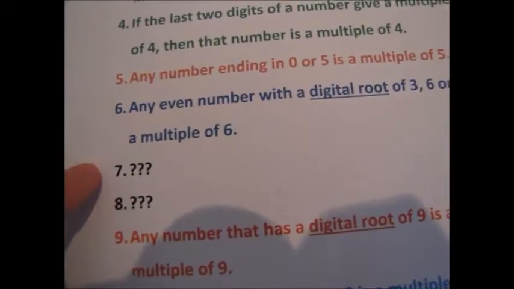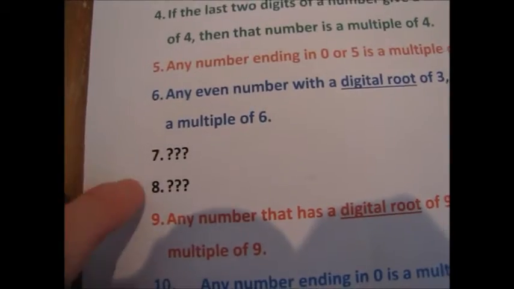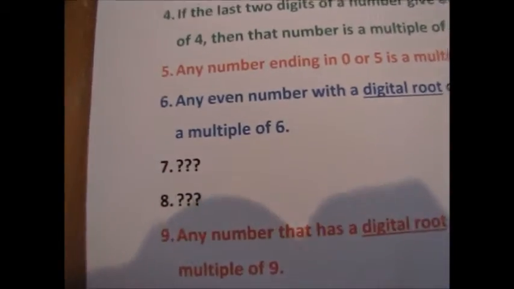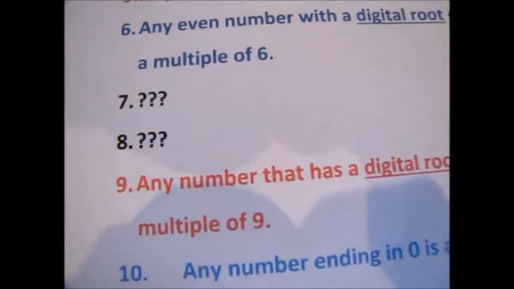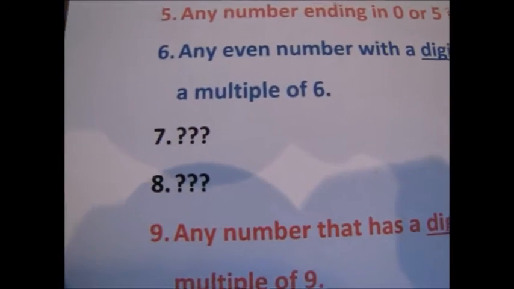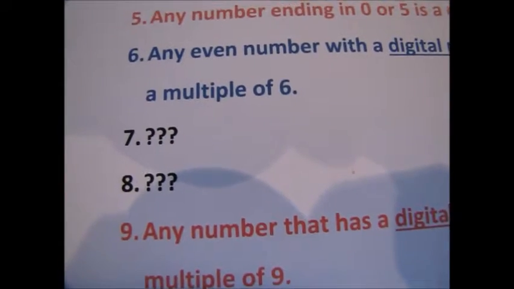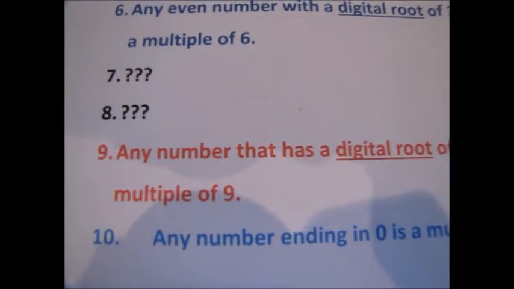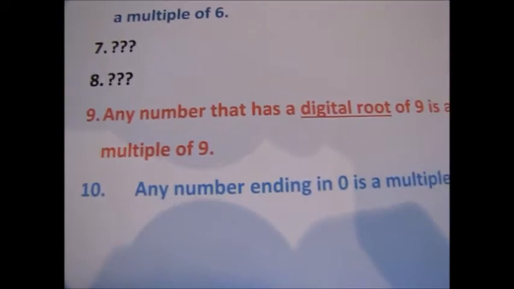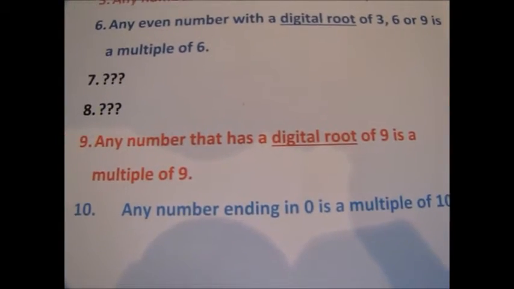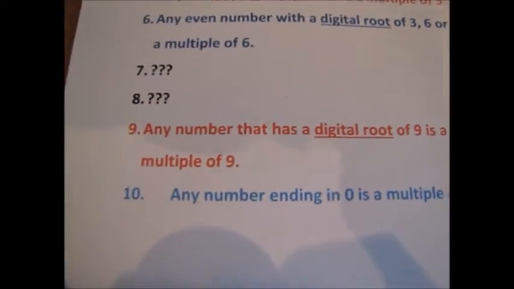Never mind. Oh yes, here, look, we've got 7s and 8s. Now I'm not sure how to work out the multiples of 7 and 8. So I'll love it if one of you guys could find out what those could be. Anyway, number 9, any number that has a digital root of 9 is a multiple of 9. Well, we know it has a digital root of 8, so no, that is not in the 9 times table.